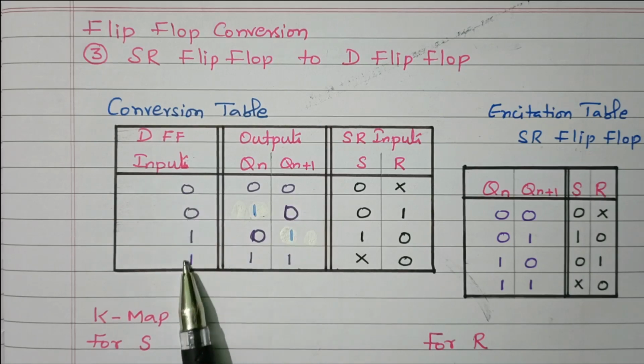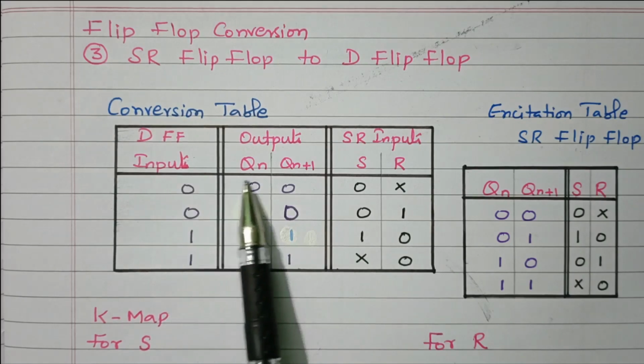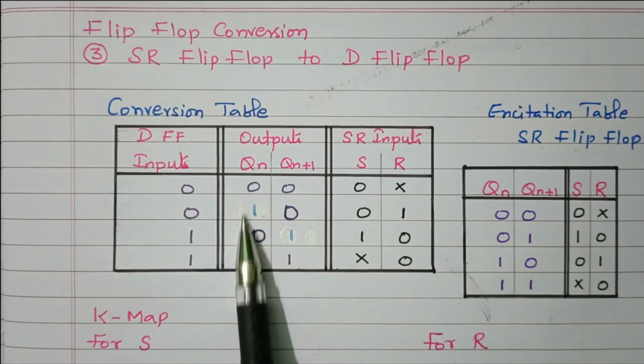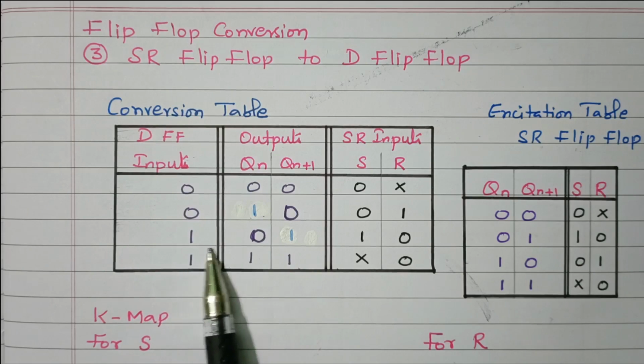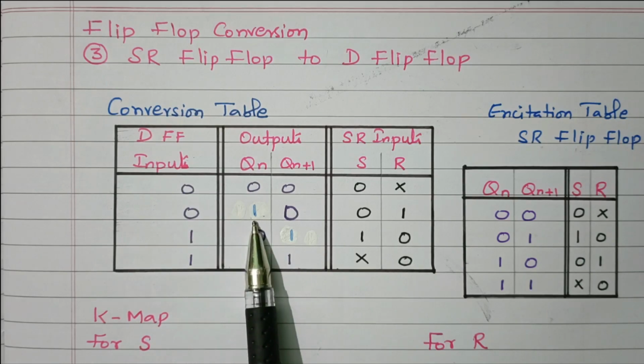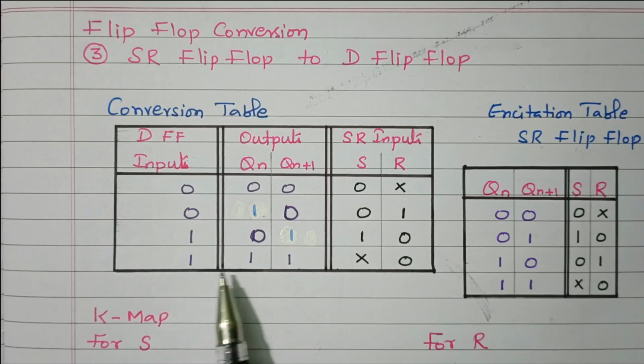So the D input, we'll see the D input. Now we have two inputs, D as well as Qn. So 4 combinations: 0 0, 0 1, 1 0, 1 1. D may be 0, Qn also 0. D 0, Qn may be 1. D 1, Qn will be 0, D is also 1, Qn also 1.